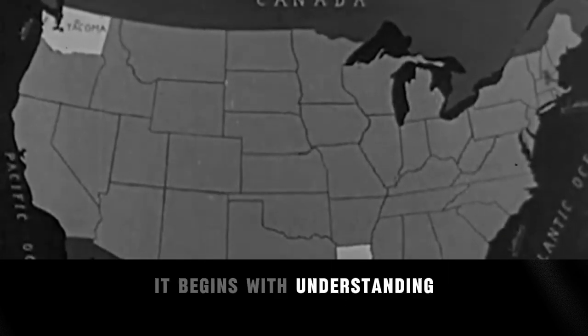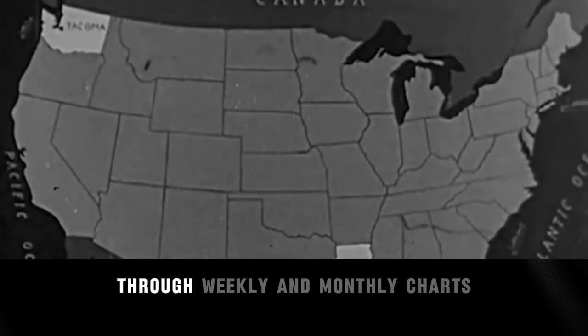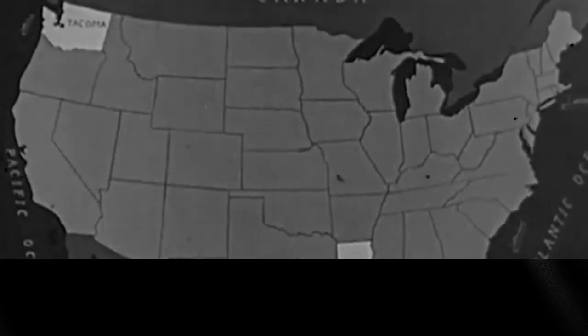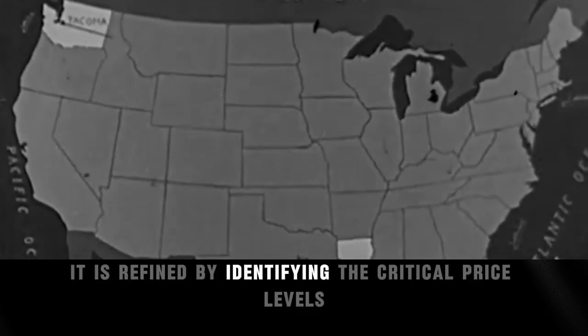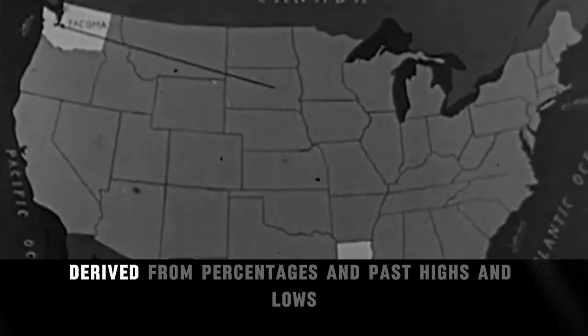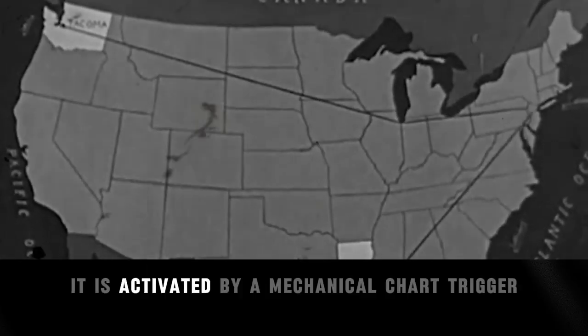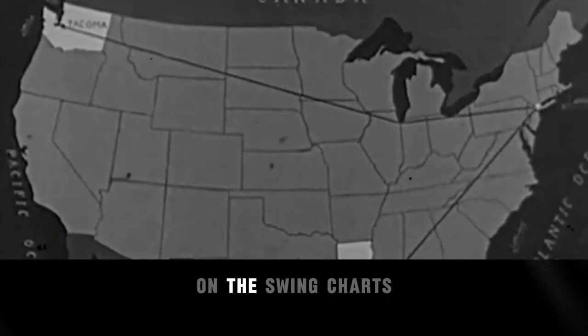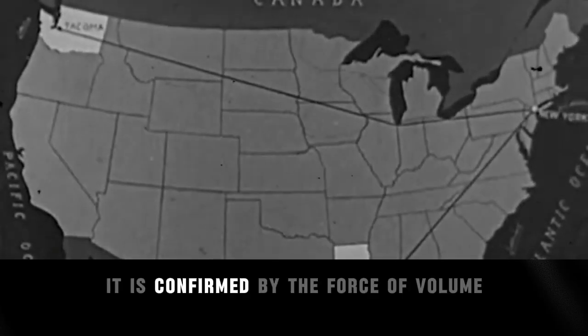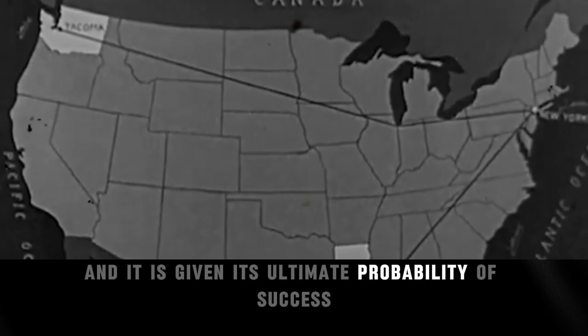It begins with understanding the long-term market structure through weekly and monthly charts. It is refined by identifying the critical price levels derived from percentages and past highs and lows. It is activated by a mechanical chart trigger on the swing charts. It is confirmed by the force of volume. And it is given its ultimate probability of success when it aligns with the master factor of time.